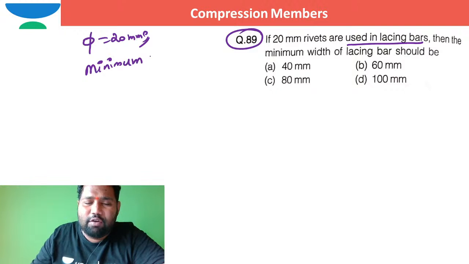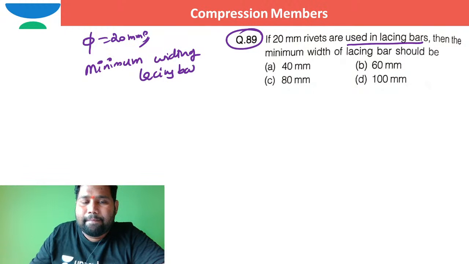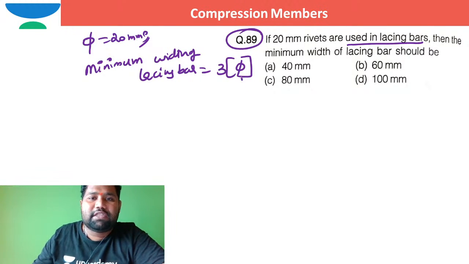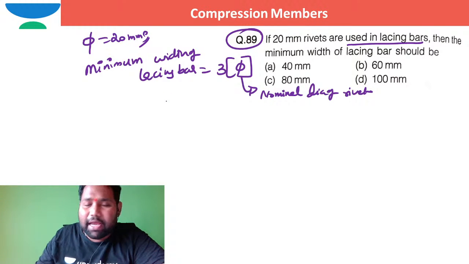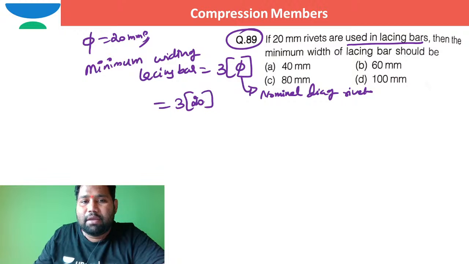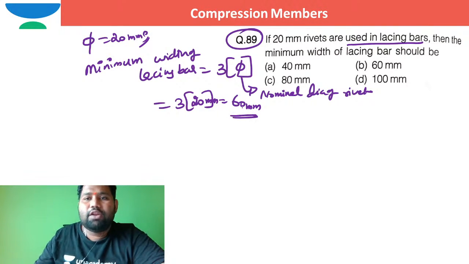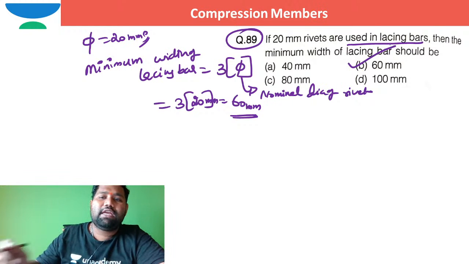Yes, even in old code and new code, the minimum width of lacing bar is equal to 3 times of nominal diameter of the rivet. Phi stands for nominal diameter of rivet. This is the minimum width of lacing bar I need to use. So in such case, 3 times of 20 millimeter, the answer is 60 millimeter. So directly you can pick option B itself as the correct answer.